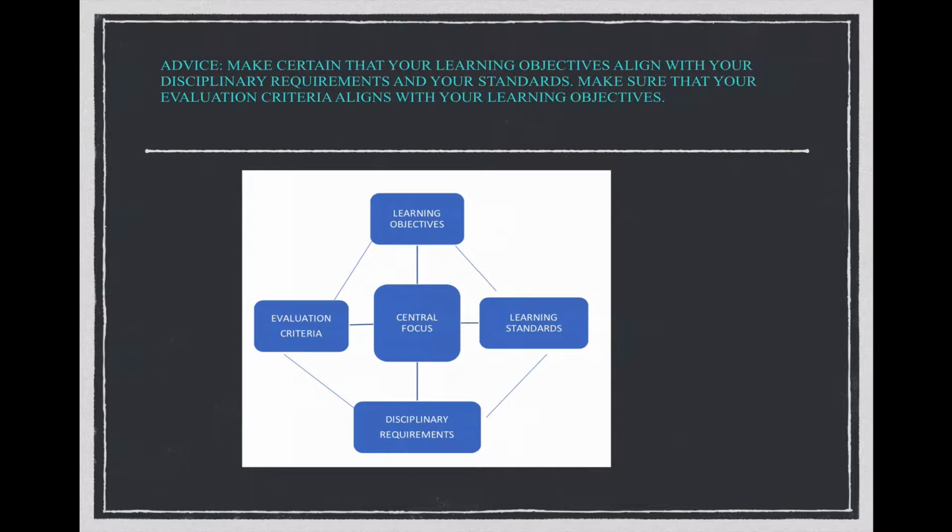And you want to make sure that the central focus is aligned with the learning objectives. So the learning objectives come out of the central focus. They're connected to it. The learning standards over to the right are also connected to the central focus. So you're going to be looking at national standards like NCTE or NCTM, NCSS, and you're also going to be using any state standards that are required, like the New York State Common Core standards. And so you can pull from those standards, and the standards need to be aligned with your central focus and your learning objectives.